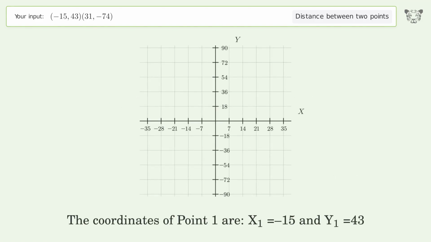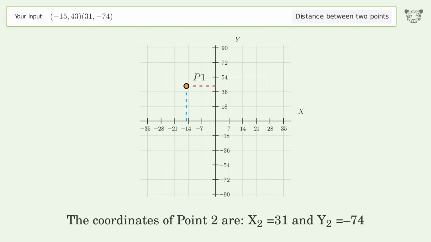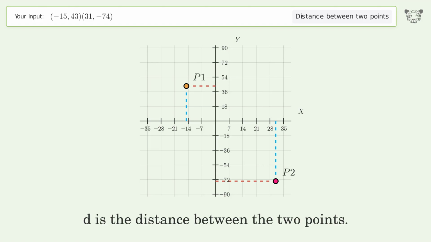The coordinates of point 1 are, x1 equals -15 and y1 equals 43. The coordinates of point 2 are, x2 equals 31 and y2 equals -74. D is the distance between the 2 points.